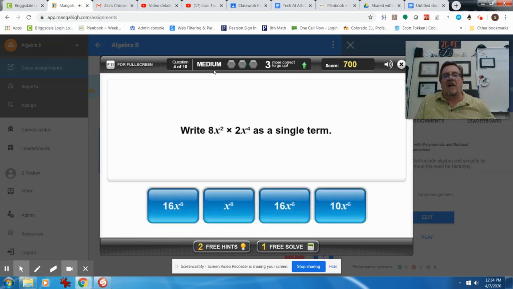We're on fire. We're up to medium. Write this as a single term. Well, we're going to have to take our 8 times our 2 to get 16. And we're going to have to take x squared times x to the 4th. And, of course, when you multiply, if the base is the same, you add those exponents. So that's going to be an x to the 6th. So we had 16 x to the 6th.